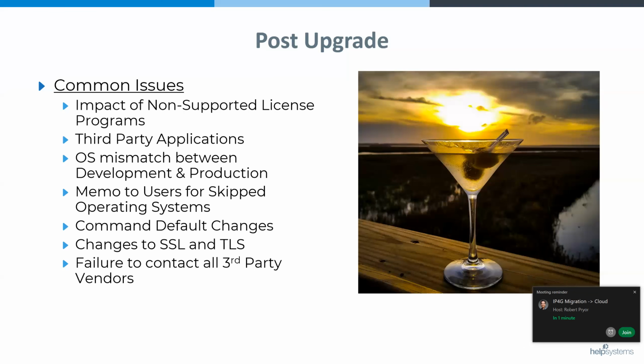For whatever reason, skip the memo to users for that skipped operating system. So this would be if you're doing an upgrade from 7.3 to 7.5, we forgot to read the 7.4 memo to users. There might be some command default changes. A customer or person may have created a library above QSYS and copied commands that change command defaults. Well, the command itself may have changed, or the command default may have changed. So those things all need to be considered.